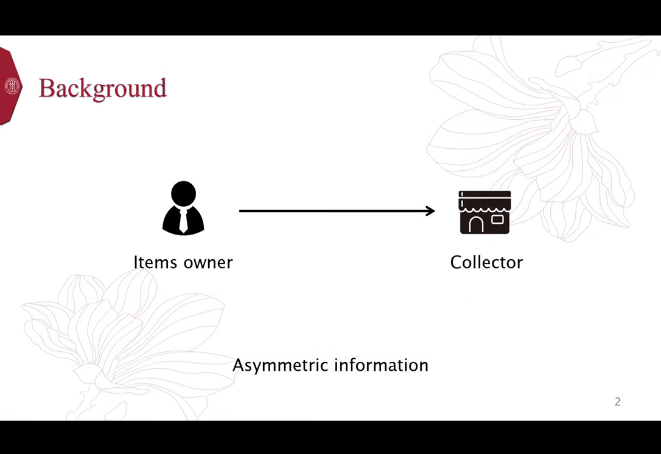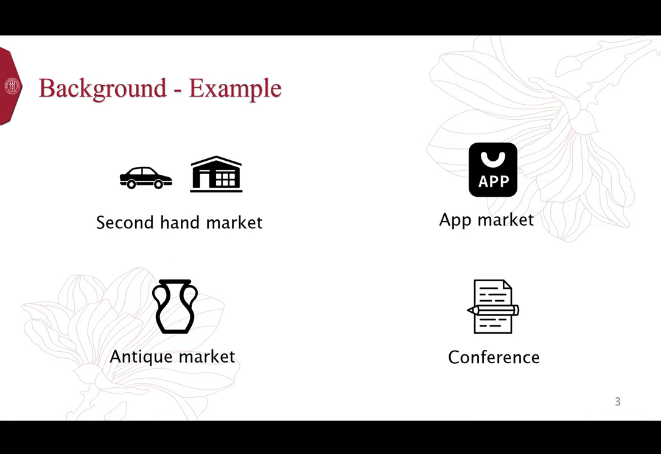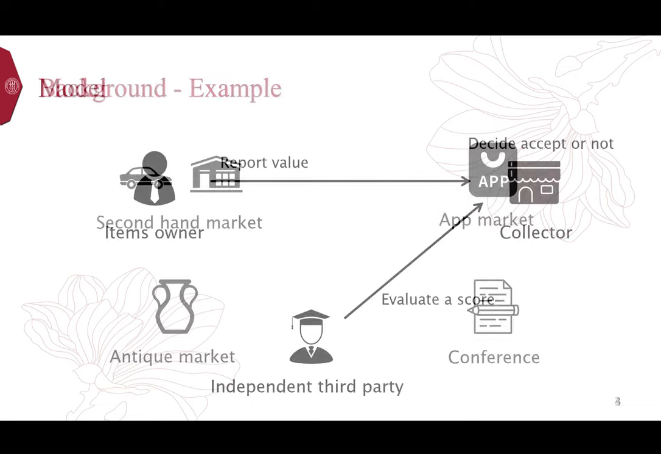In this talk, we are focused on the asymmetric information situation between item's owner and collector. The item owner wants the item being accepted and the collector aims to accept good item and deny the bad item. Asymmetric information situation happens a lot in our life. For example, like the second-hand market, application market, article market, and conference paper submission.